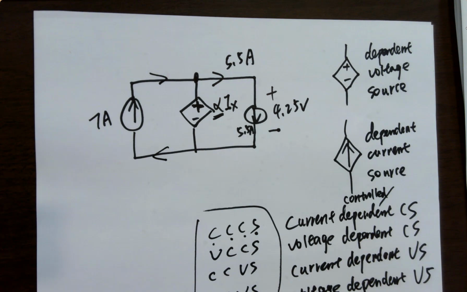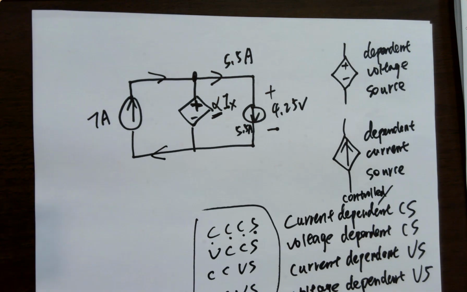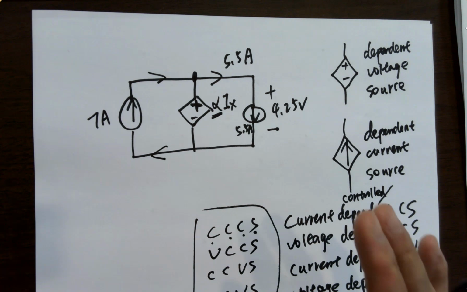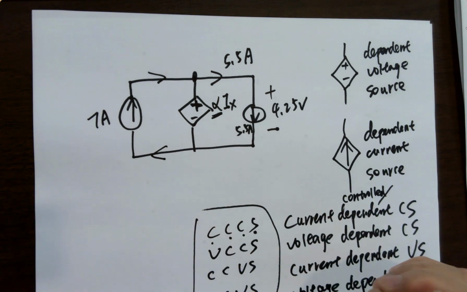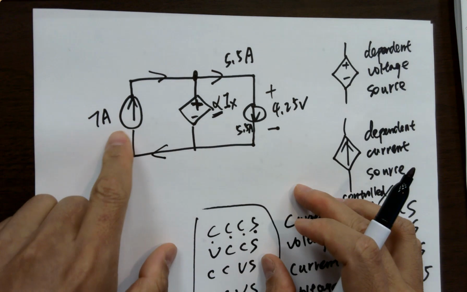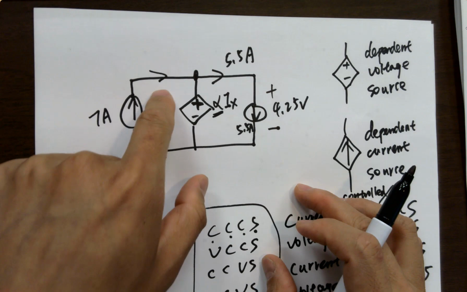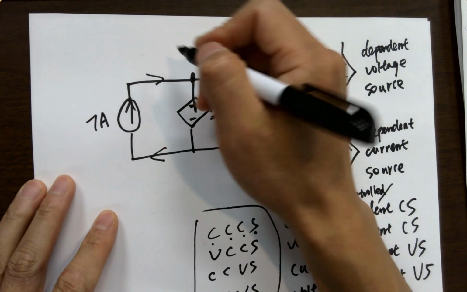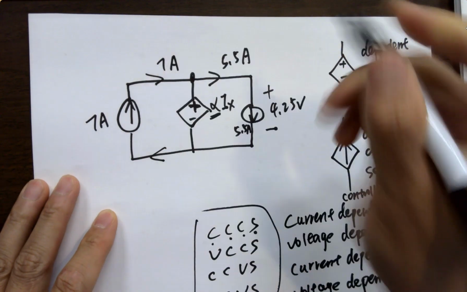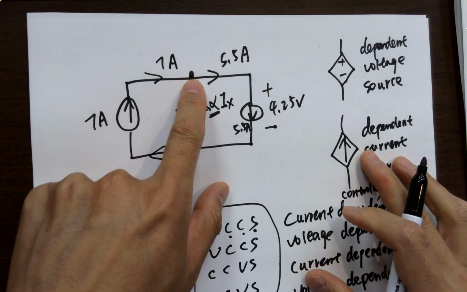No doubt, because it tells you it's 7 amps. Always trust it. Doesn't matter what kind of voltage source is in the branch. If it shows you it's a current source and 7 amps, it's going to push the whole branch, flowing a 7 amp current into it. So it's flowing into this node with that 7 amps.